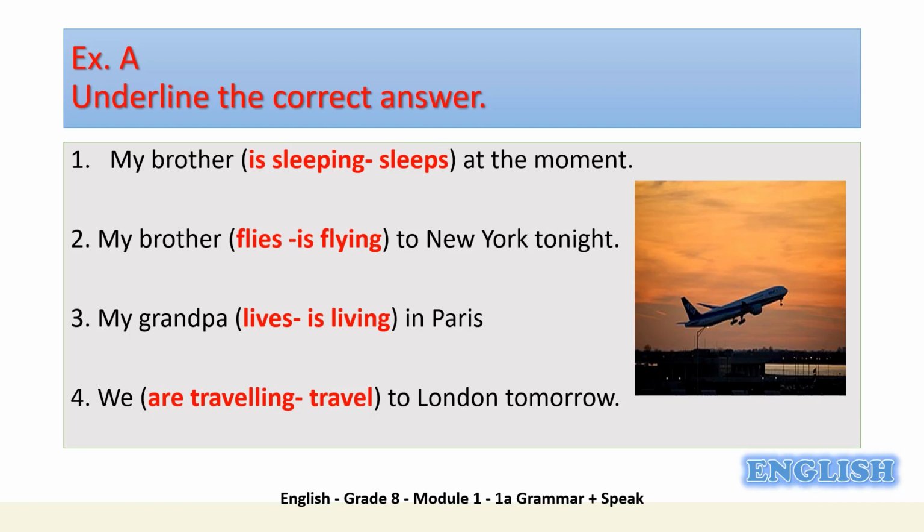Alright, my brother is sleeping at the moment. In this sentence, the action is happening at the moment, at the time of speaking. So, it's present progressive. So you need am, is, are plus ing, which is sleeping. Wonderful. 2. My brother is flying to New York tonight. He's going to do this as an arrangement. So, my brother is flying.